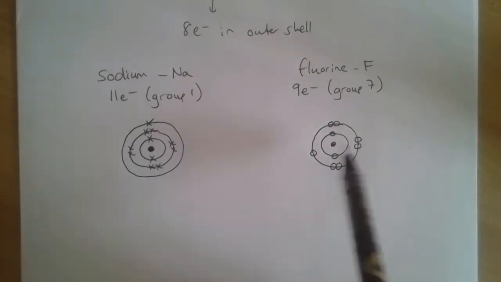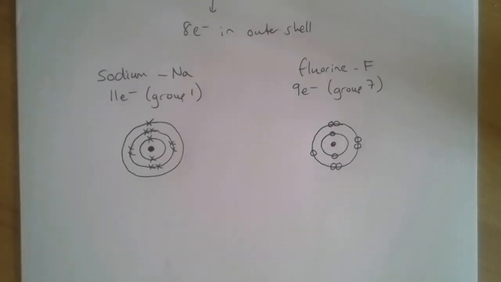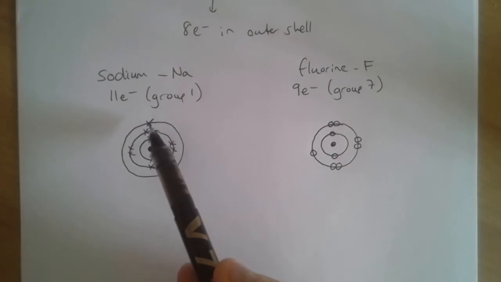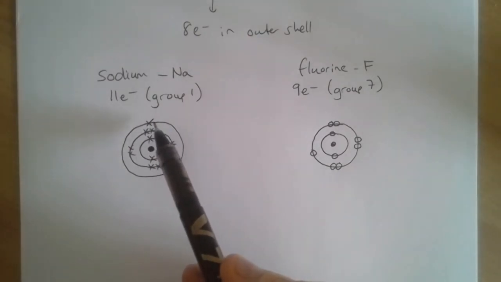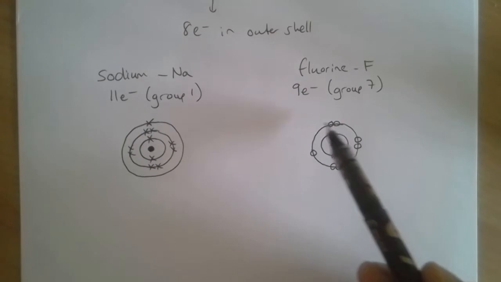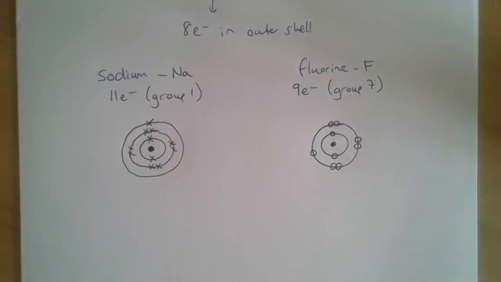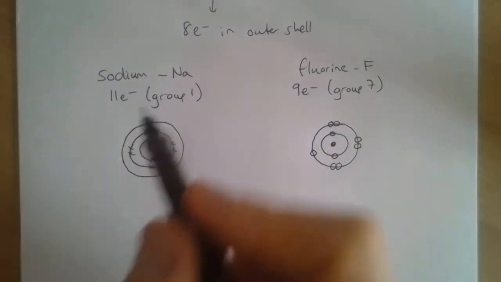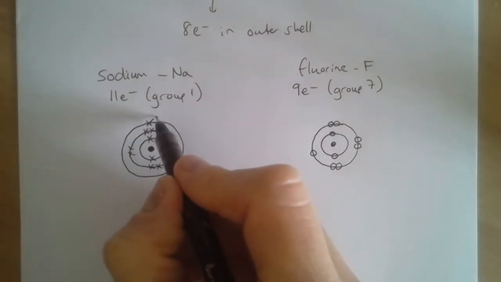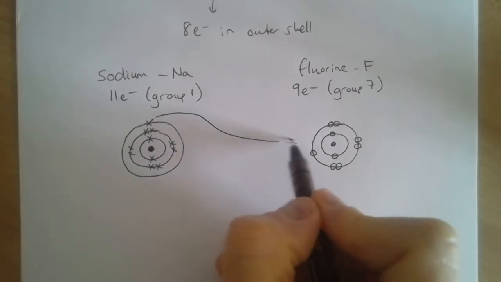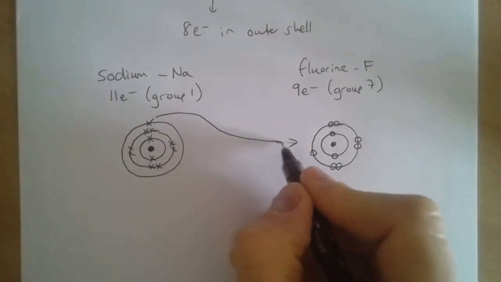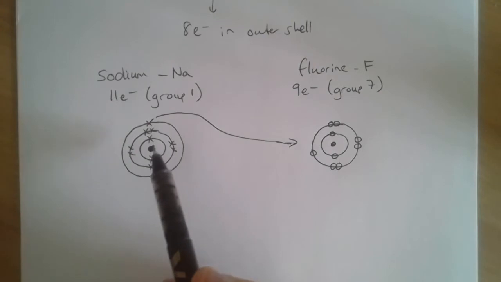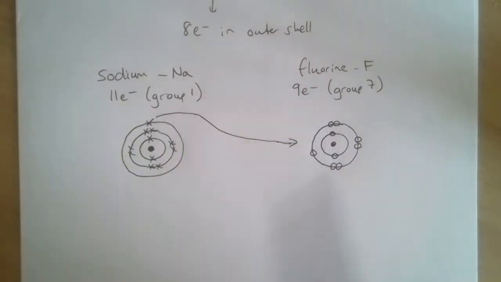Now, neither of these elements are considered to be stable as they are. In fact, they're both very reactive. And the reason is that sodium has 1 electron in its outer shell and it wants 8. And fluorine has 7 in its outer shell and it wants 8. So if a sodium atom and a fluorine atom react, we get a movement of electrons from the sodium, from the metal to the fluorine, the non-metal, always moving from metal on the left here to non-metal on the right here.